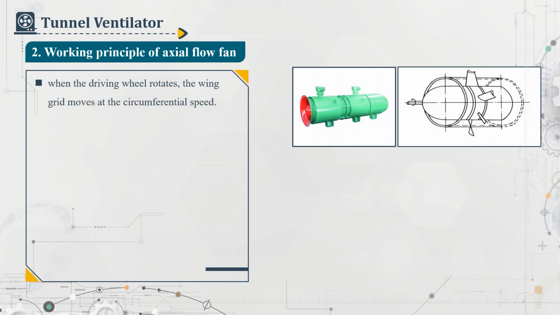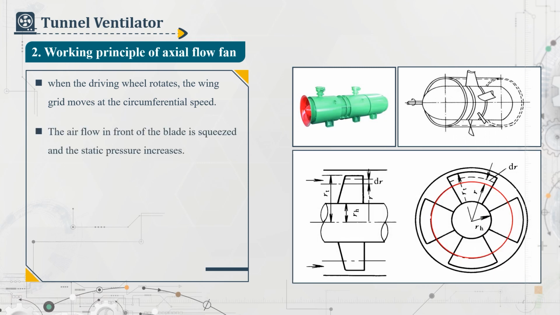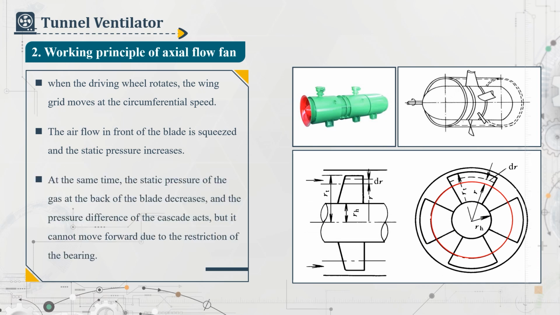Working principle of axial flow fan. When the driving wheel rotates, the wind grid moves at the circumferential speed. The airflow in front of the blade is squeezed and the static pressure increased. At the same time, the static pressure of the gas at the back of the blade decreases, and the pressure difference of the cascade acts, but it cannot move forward due to the restriction of the bearing.